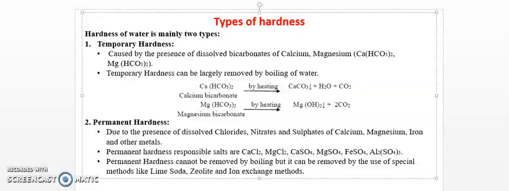Now, the types of hardness. There are two types of hardness, temporary hardness and permanent hardness. Temporary hardness is caused by the presence of dissolved bicarbonates of calcium and magnesium, and temporary hardness can be removed by boiling of water.